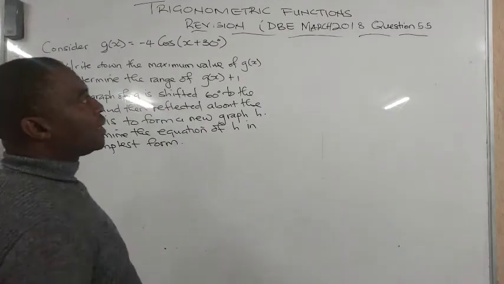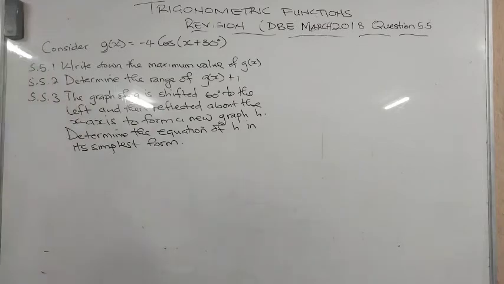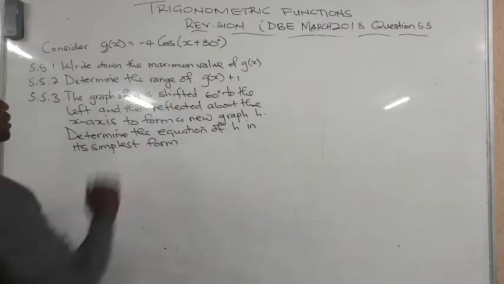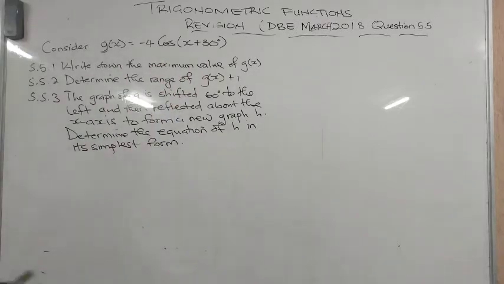March 2018, question 5.5. We are given g of x equals negative 4 cos(x + 30 degrees), and then we have questions. But the moment you look at the function, you must be able to tell what you see and the changes that are there on the graph of cos x.